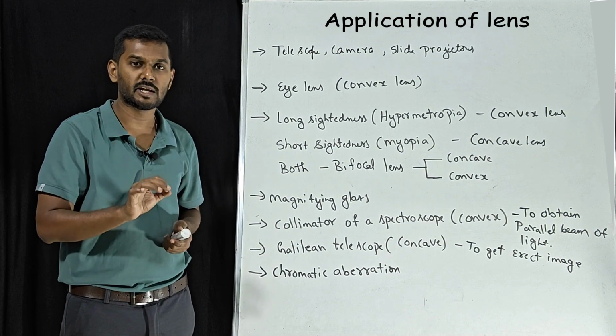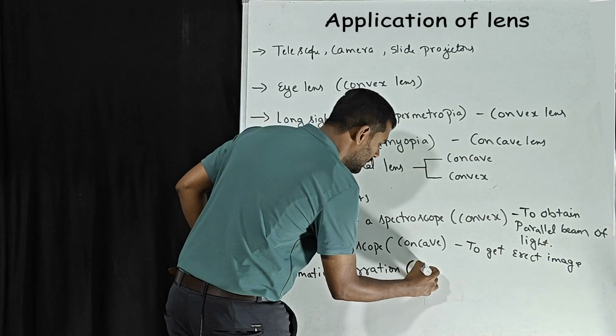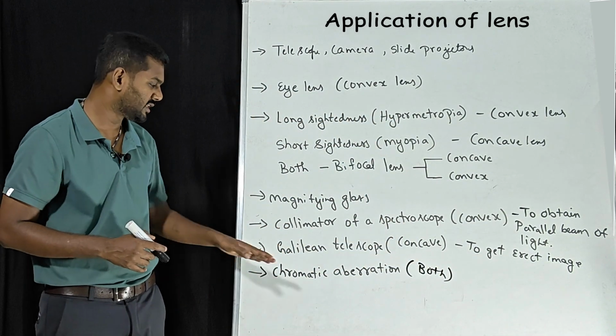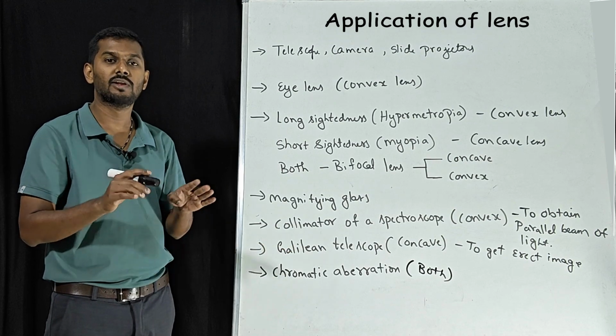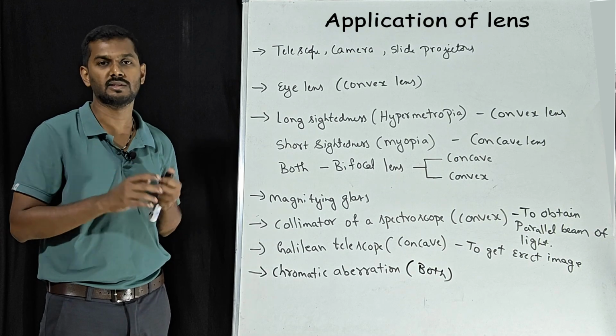So how to correct it? By using both the lenses. If we use both concave and convex lenses, this chromatic aberration will get cleared. So these are the applications of lenses.